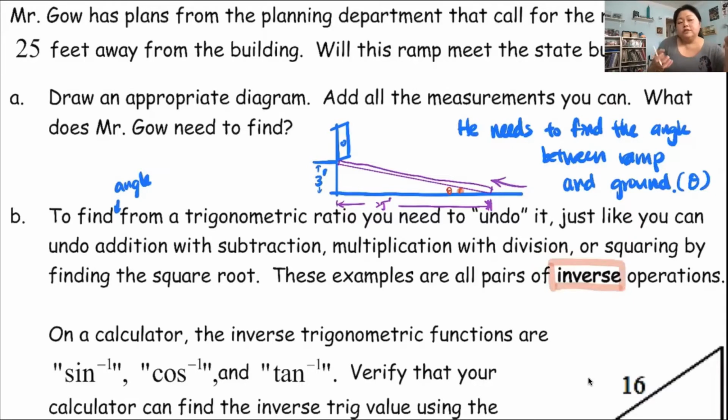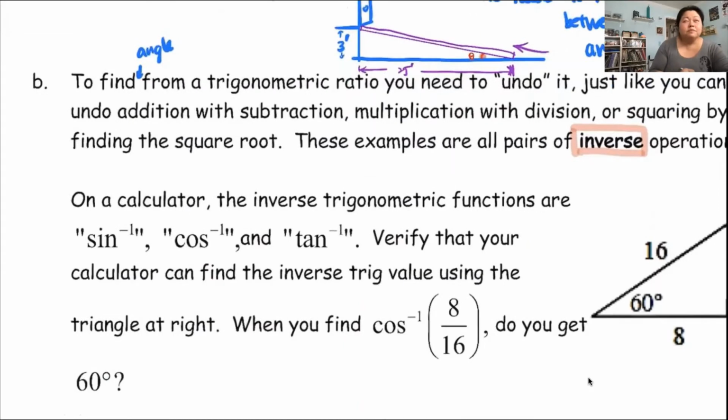So find your scientific calculator. You need a scientific calculator that has tangent, these trig ratios. Sometimes the trig ratios are hidden, so you might have a button that says trig, and you have to push on it a couple of times and this will show up. Some of your buttons will say sine, cosine, tangent, and if you hit second, it becomes sine inverse, cosine inverse, tangent inverse, right? So verify that your calculator can find the inverse trig values using the triangle on the right, all right?